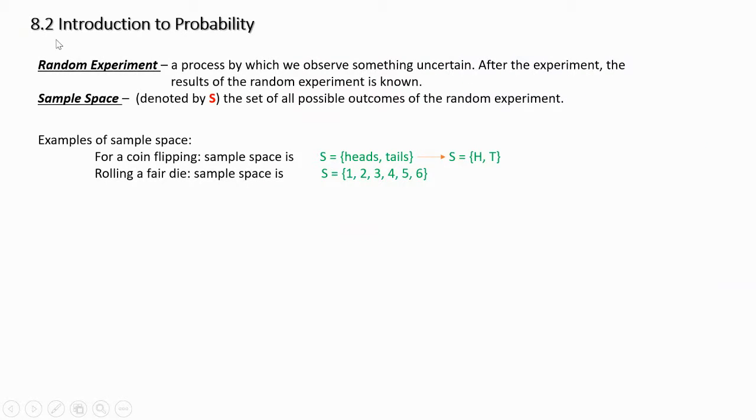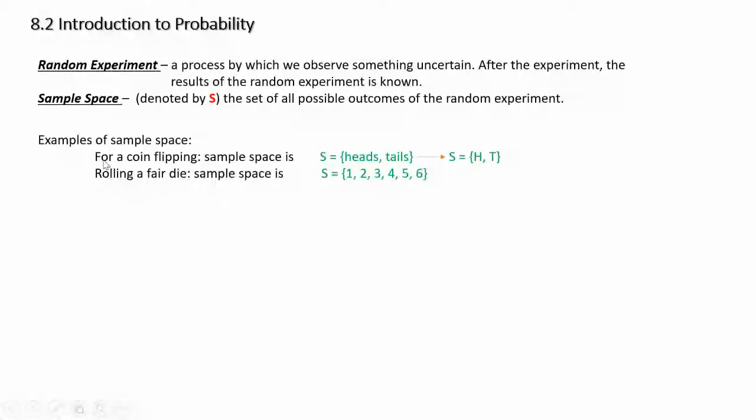Here we go. This is from section 8.2. Here are some definitions or concepts that you have to know the meaning of. For example, a random experiment is a process by which we observe something uncertain. After the experiment, the result of the random experiment is known. Now sample space. The sample space is denoted by capital S, the set of all possible outcomes of a random experiment.